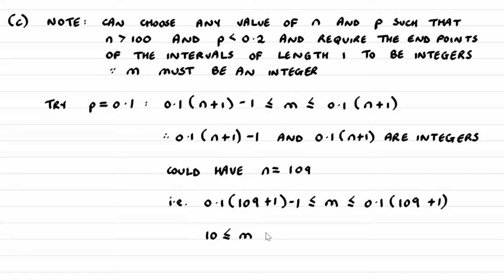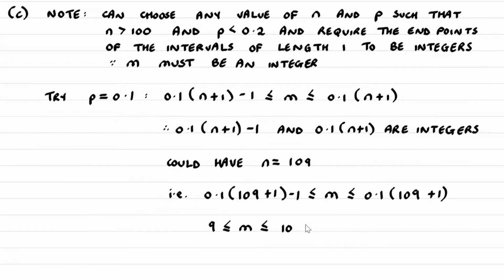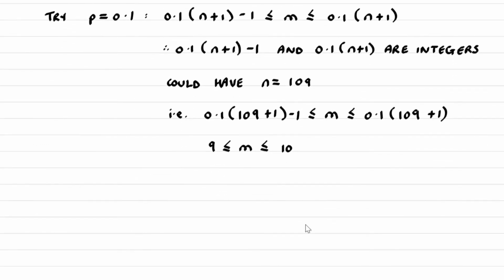This is less than or equal to m, and this is less than or equal to, now let's just double check this. We've got 10 minus 1, so here we've got 9, and here we're going to have 10. So we could have two modes then. What we can say then is the modes could be 9 and 10.